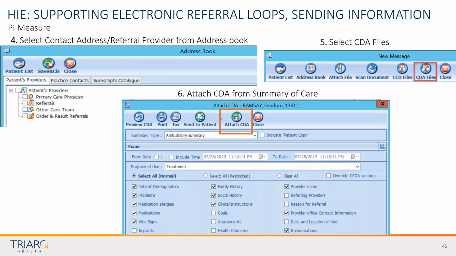When I've selected my provider, I'll be back on the new message screen, and then I'll want to go ahead and select the CDA files button. When I do that, my attached CDA from Summary of Care screen will pop up again. And then I'll want to check summary type, ambulatory summary. I'll have my exam in there, any other pertinent information that I want to include for the CDA, and then I'll go ahead and hit Attach CDA.